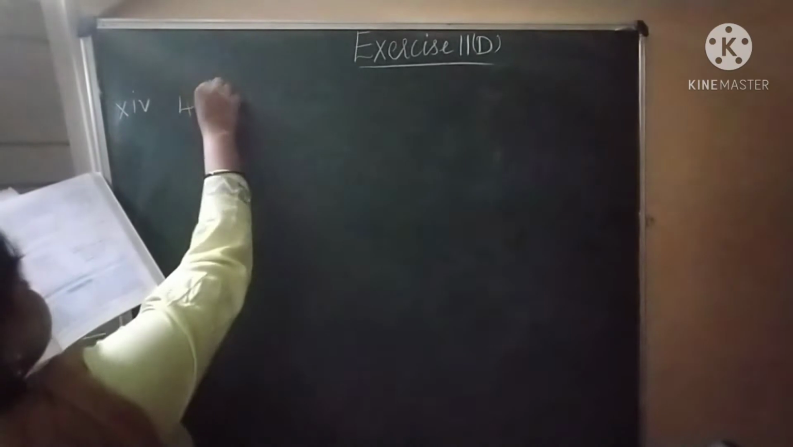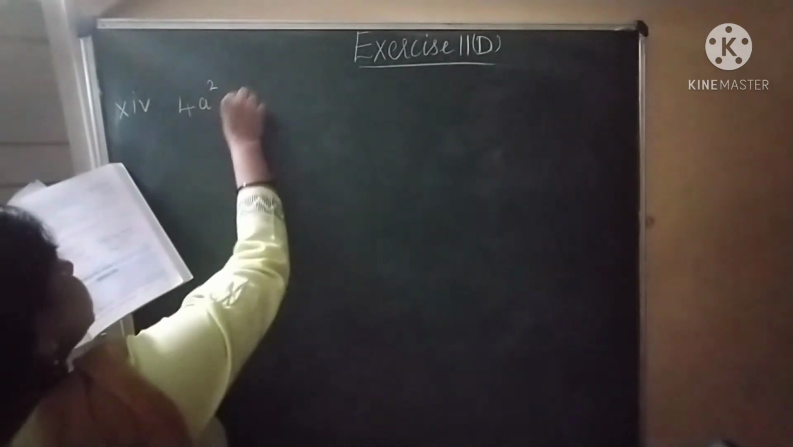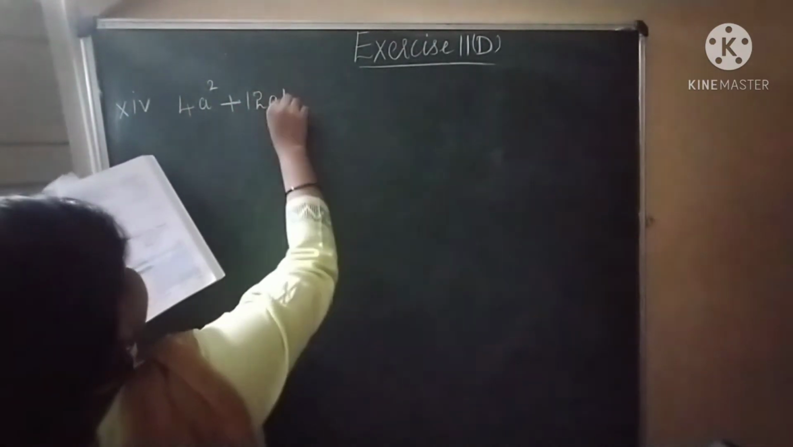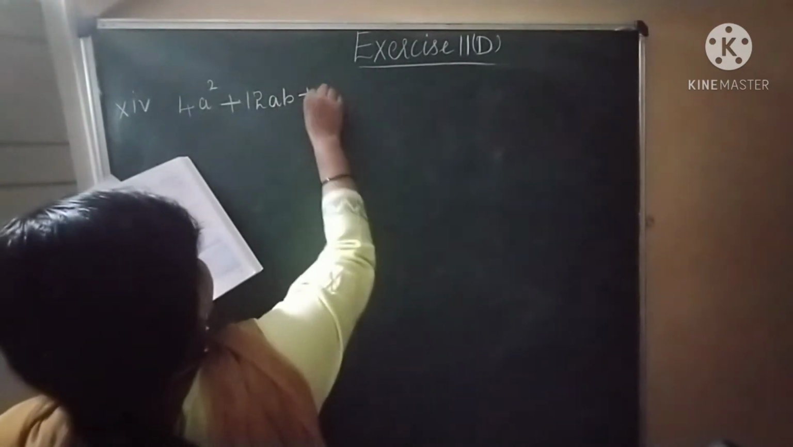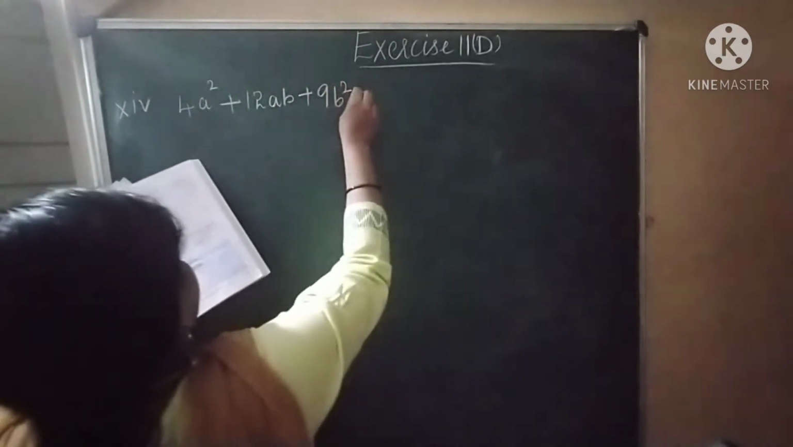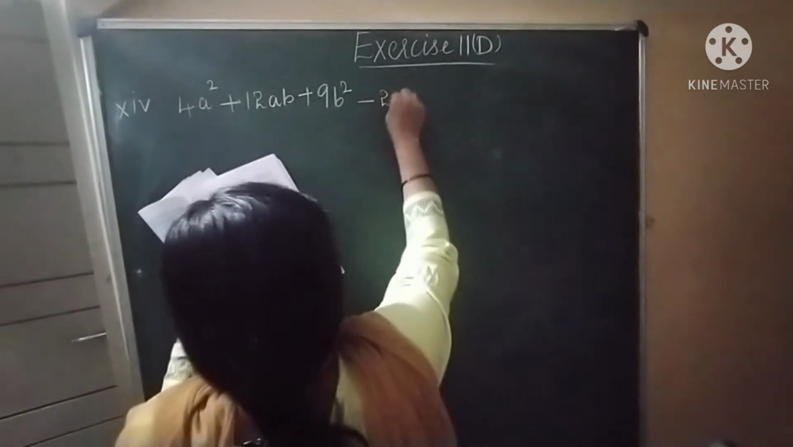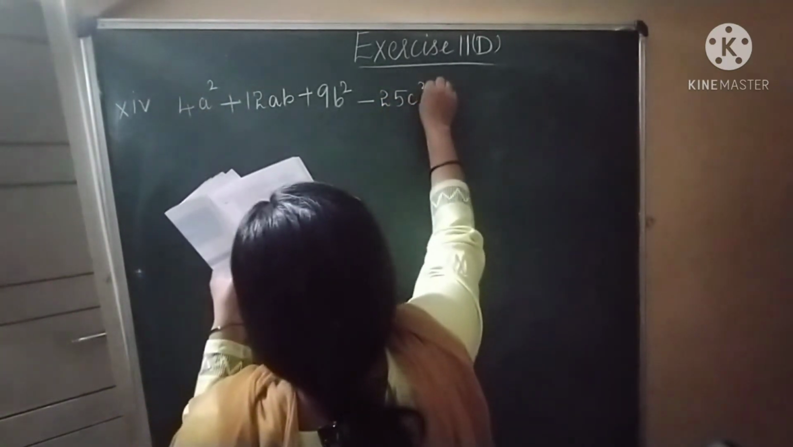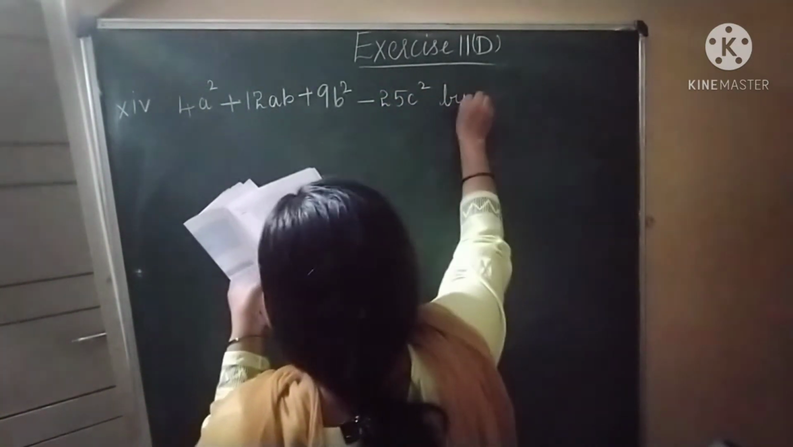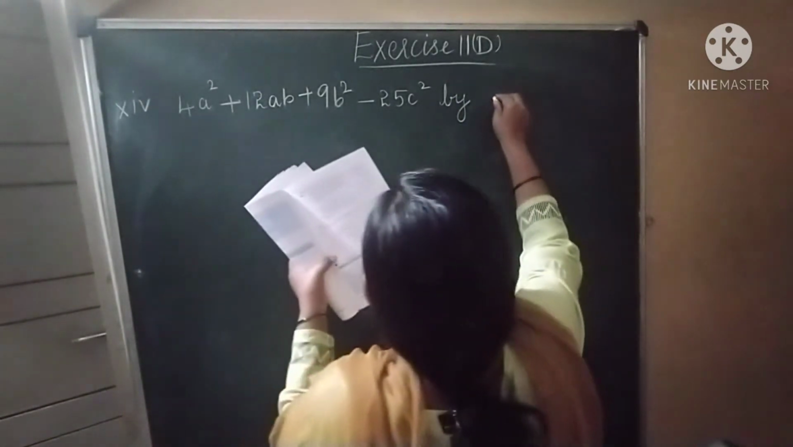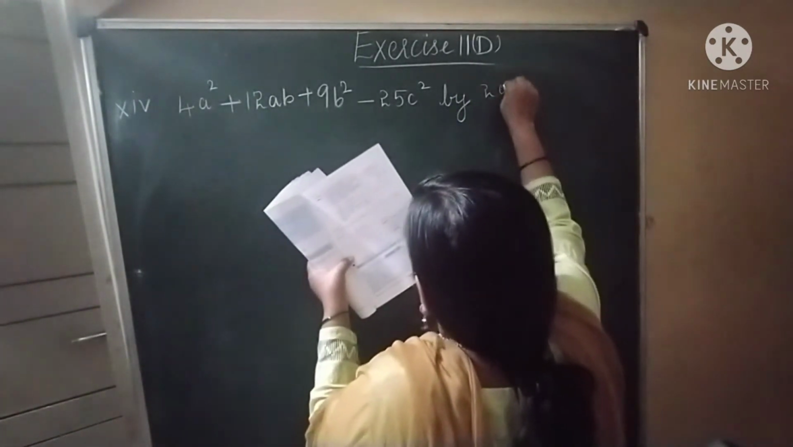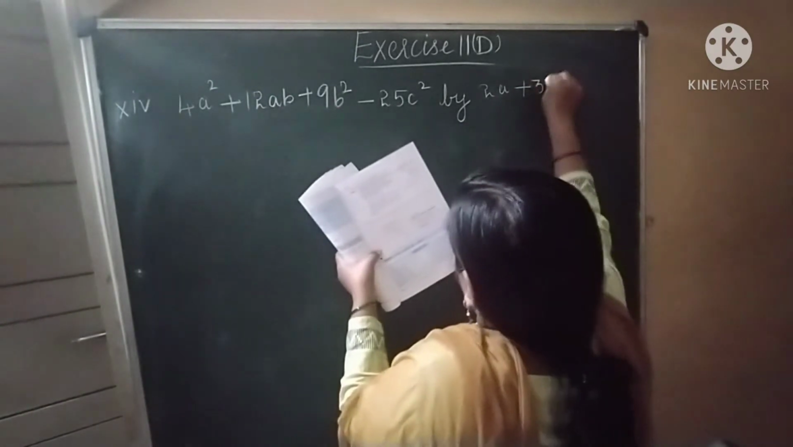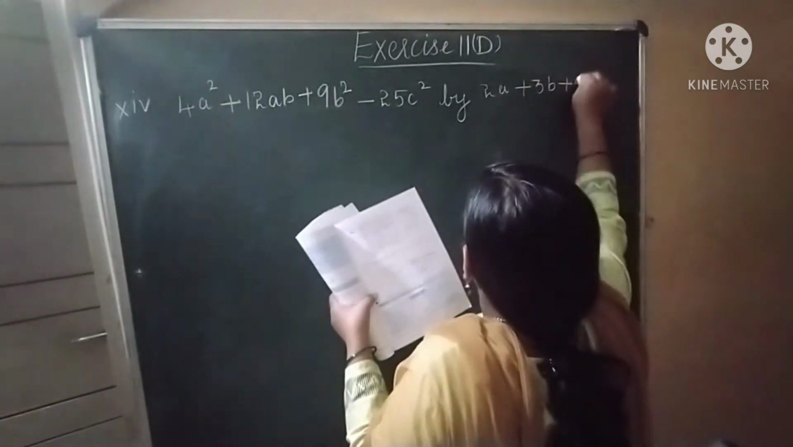4a square plus 12ab plus 9b square minus 25c square by 2a plus 3b plus 5c.